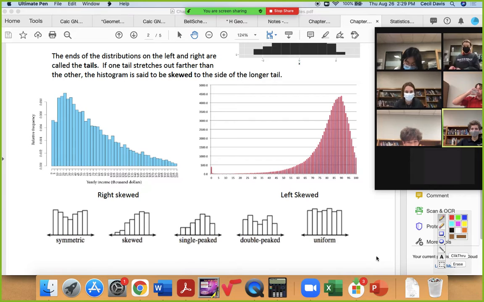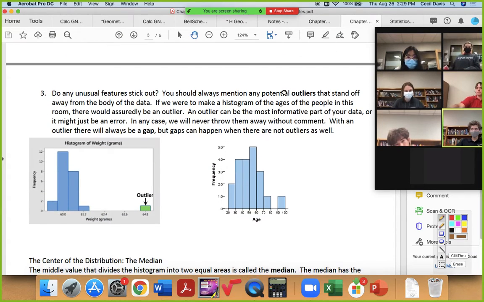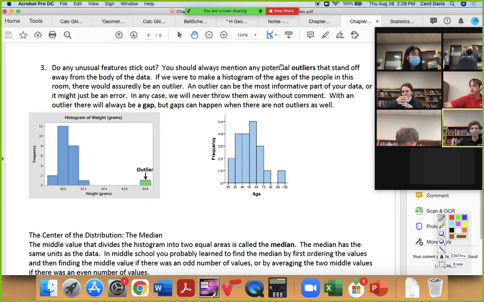Okay. Let's move on then. So we're still looking at the shape. And one of the things we might want to know is, are there any unusual features that stick out? So if you're describing the distribution, one thing you should always mention is, are there any potential outliers? So like on this one is way away from the rest of the data. It is likely an outlier, although our scale isn't very big. Notice that's 60.0 and this is 61.2 all the way over here, and this is 64.8.